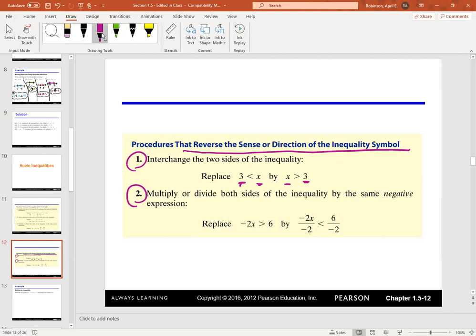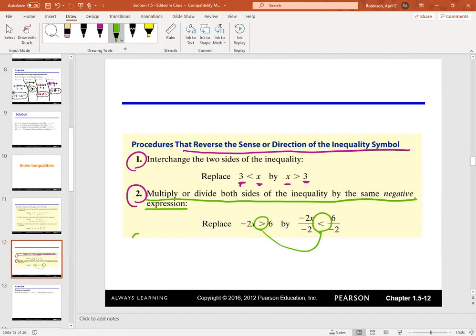Now, the other one, which is not as easy to remember, I think the first one makes sense, but whenever you divide or multiply, and that's what it says right here, if you multiply or divide both sides of the inequality by the same negative expression, you're going to have to reverse the sign. And so they're dividing both sides by -2, so you'll notice that the greater than sign got switched to a less than sign. And I'll show you why.